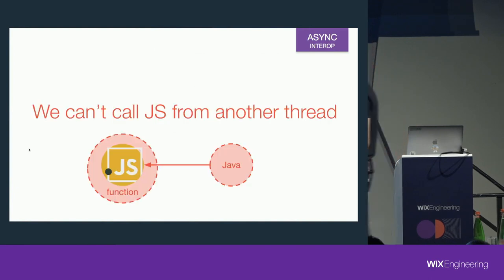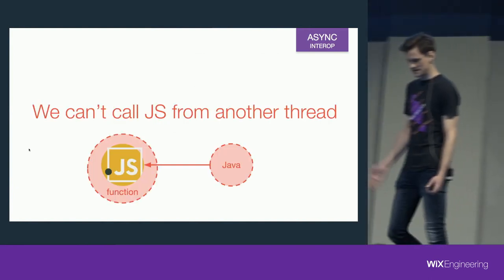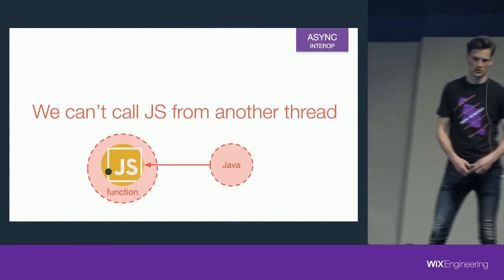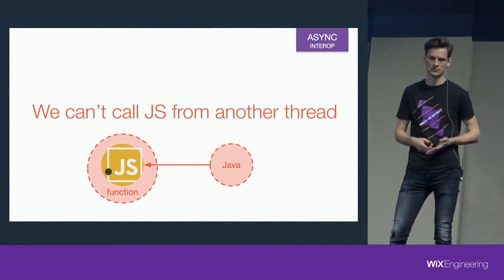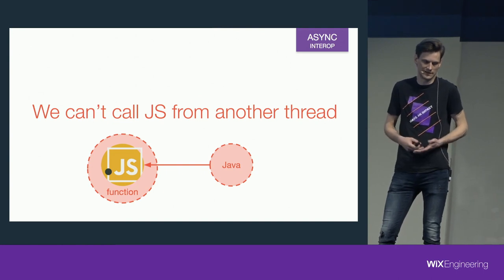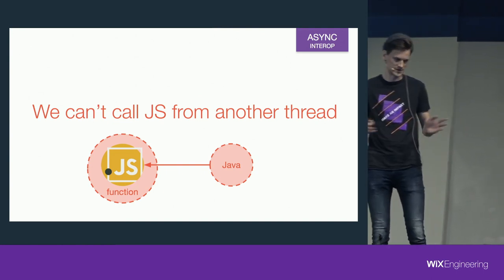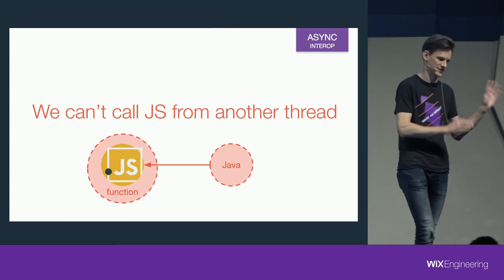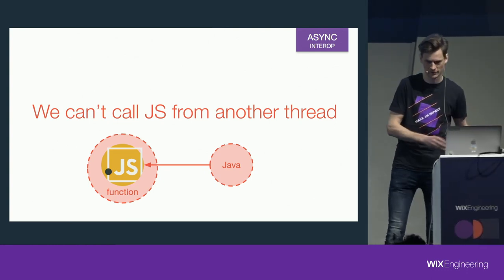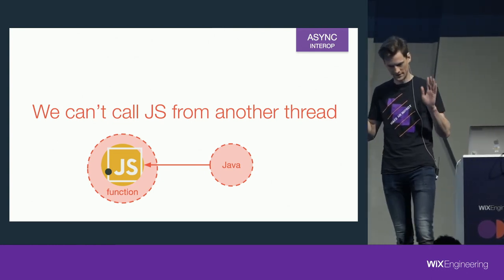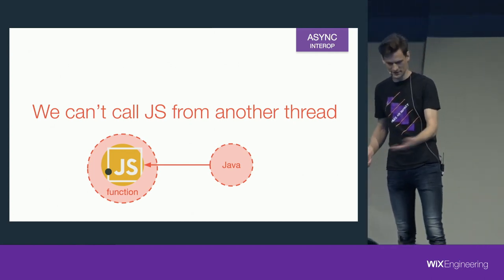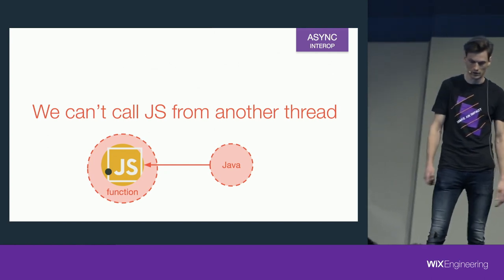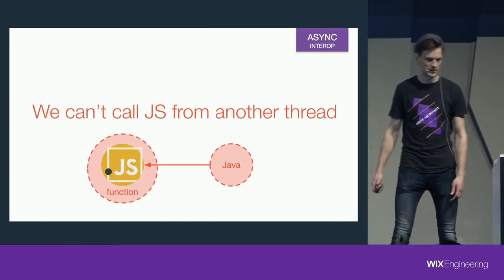When I think about it, it makes sense, because JavaScript has no concept of multi-threading. It has no synchronization primitives. All hell would break loose if you just mutated an object while JavaScript was iterating over it from a different thread. You can't even think about these things because they're not defined in the language. So we can't directly call JavaScript code from another Java thread.